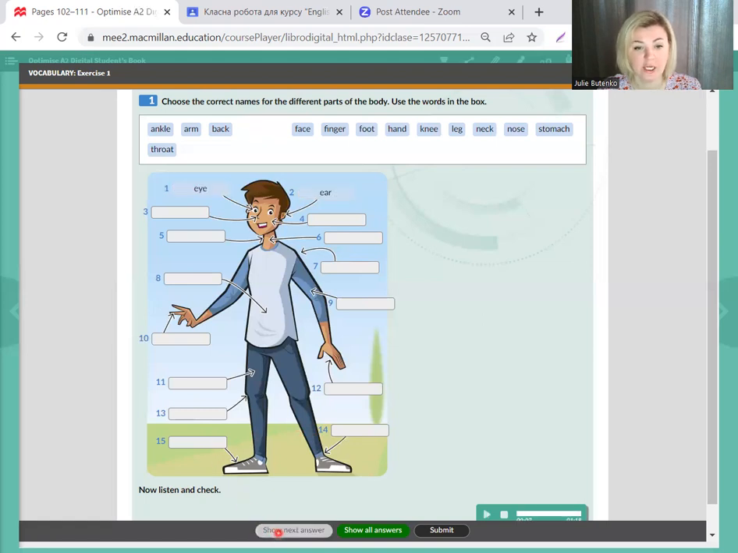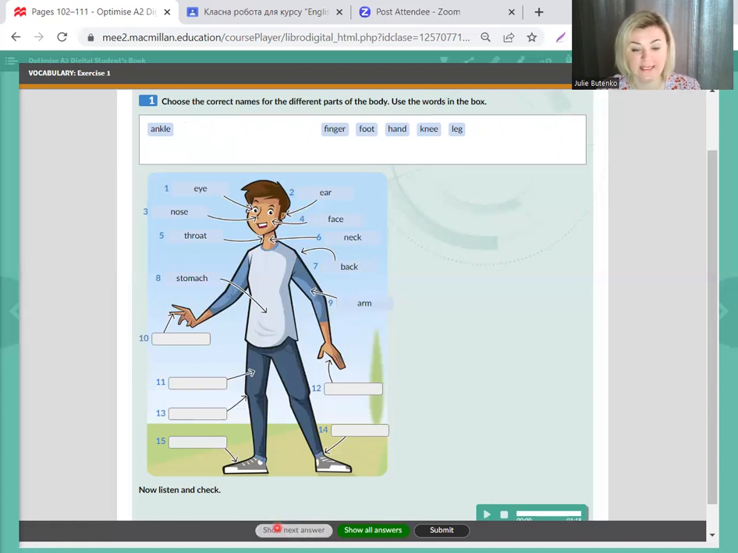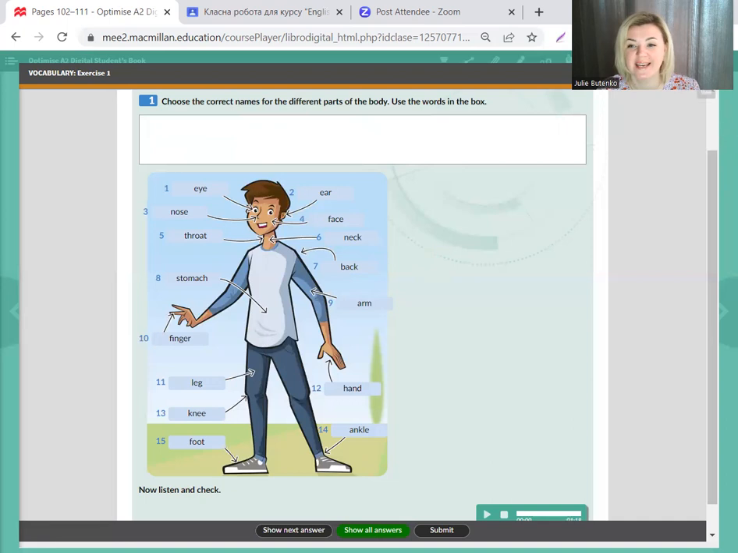One more time. Number 1. Eye. 2. Ear. 3. Nose. 4. Face. 5. Throat. It's easy to mix number 5 and 6, but our book wants to write throat to number 5 and neck to number 6. 7. Back. 8. Stomach. 9. Arm. 10. Finger. 11. Leg. 12. Hand. 13. Knee. Remember, knee. 14. Ankle. 15. Foot.